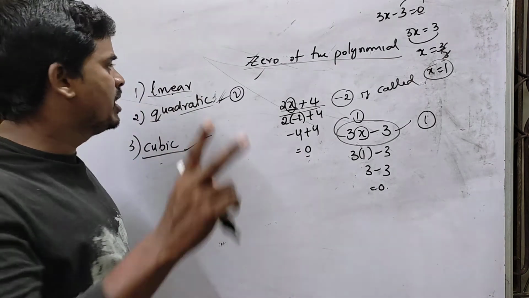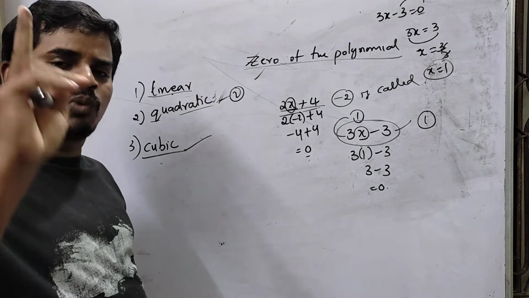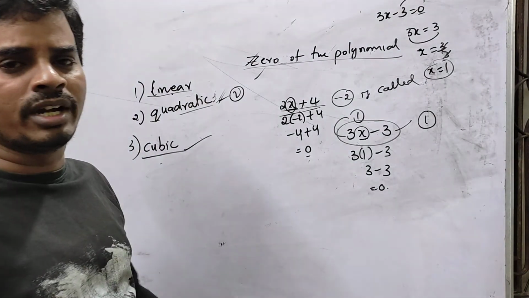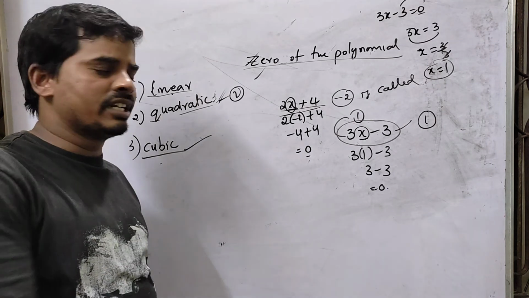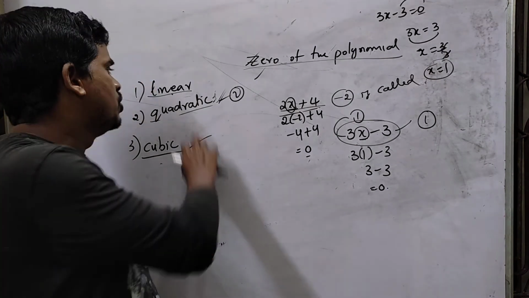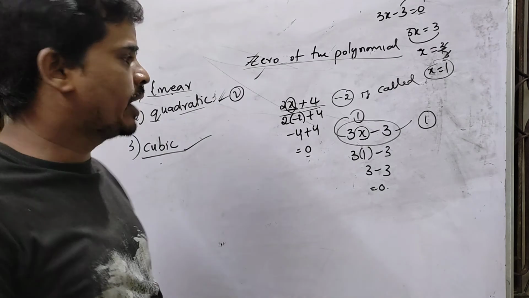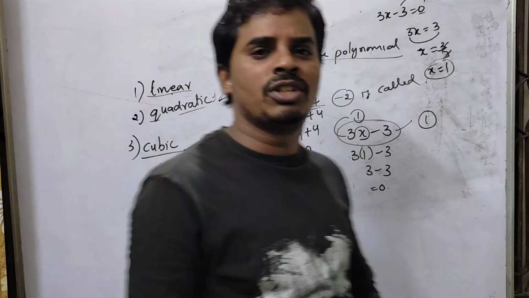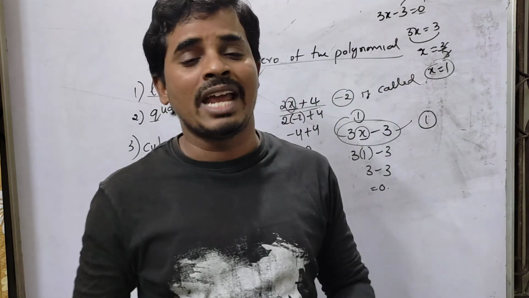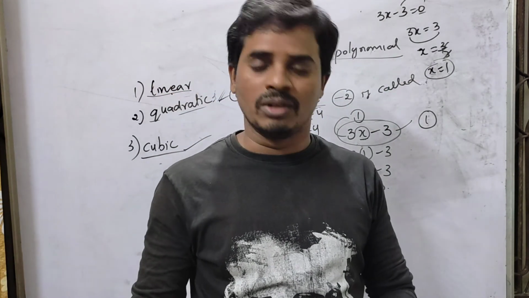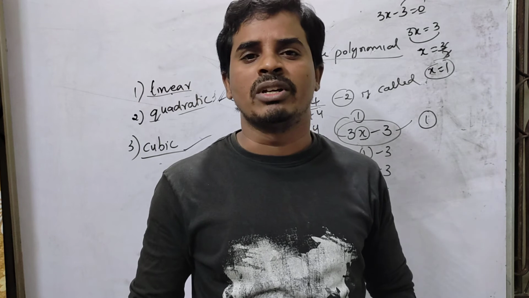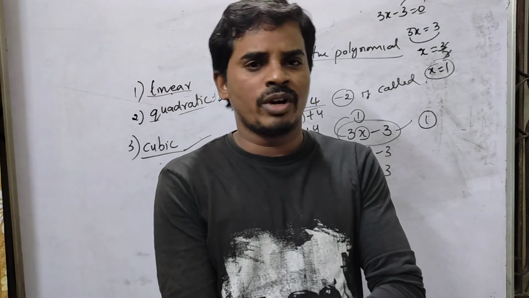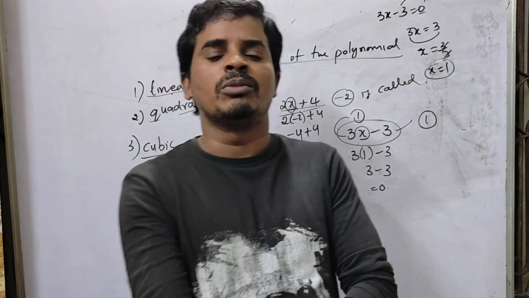We can get zeros for 2 values, or 1 value, or there may be no value at all for it to get 0. But it cannot have more than 2 zeros. So keep that also in mind. So this is the concept of the zero of the polynomial: at what value of the variable the polynomial value becomes 0, that is called the zero of the polynomial. Okay students, so this is the concept.